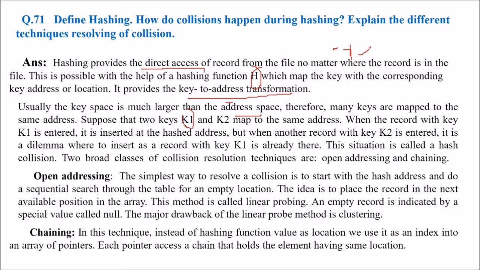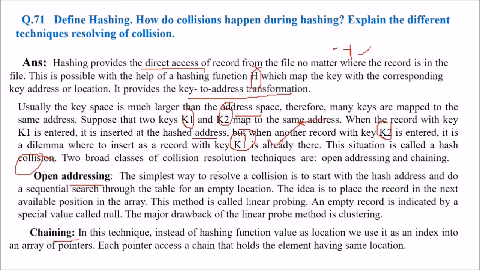Suppose there are 2 keys K1 and K2 mapped to the same address. When the record with key K1 is entered, it is inserted at the hash address. But when another record with key K2 has to be entered, it is a dilemma: we cannot insert it because K1 is already there. This situation is called hash collision. The broad classes of collision resolution techniques are open addressing and chaining.